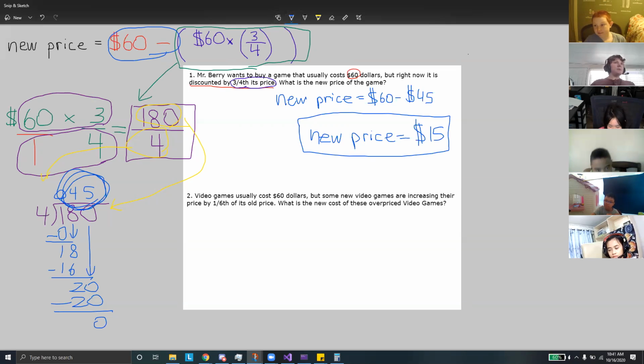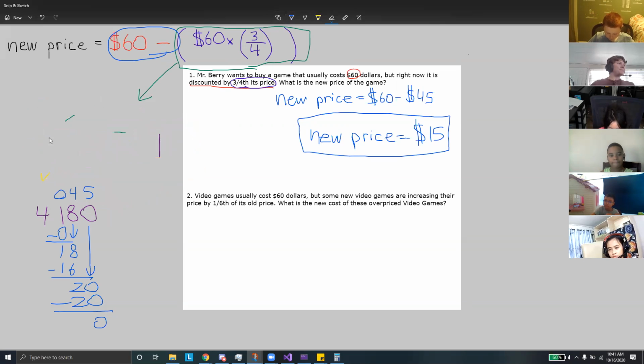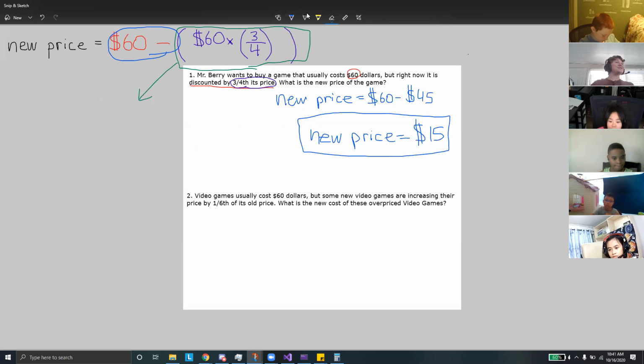So I'm going to erase some of my stuff here so I have space to work. Now, this is very similar to our other formula. It's actually only one minor change. Let's take a look. For our other formula, for problem number 1, the price was going down. So we had the original price minus, because the price is going down, minus the discounted price. Now the price is going up. So there's actually only going to be one small difference.